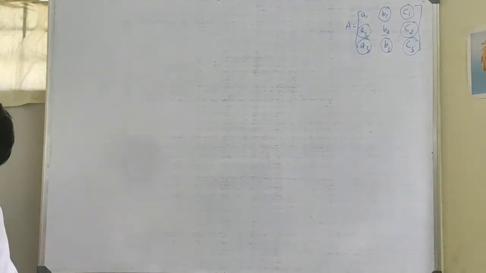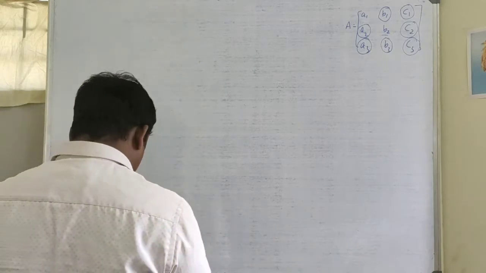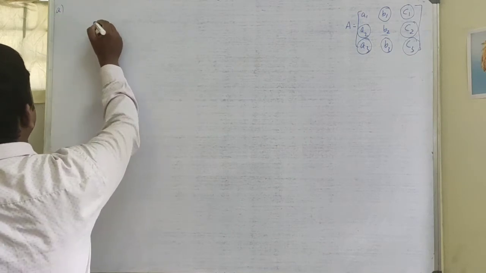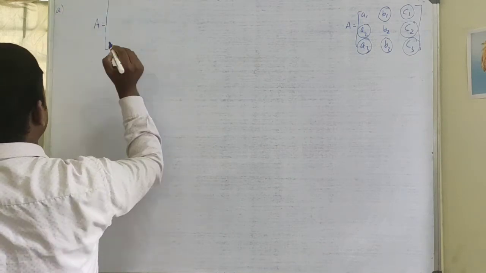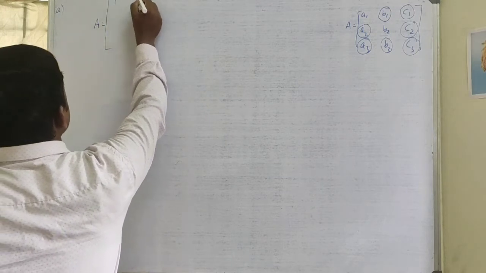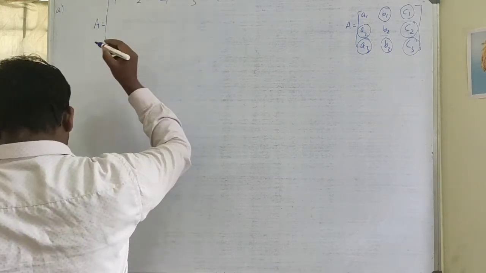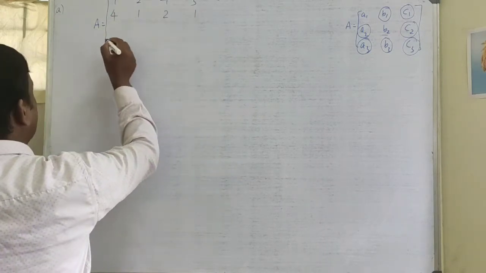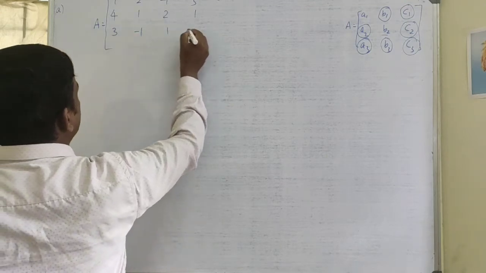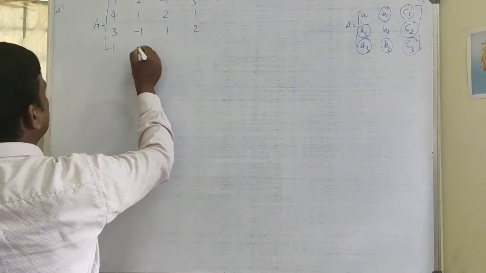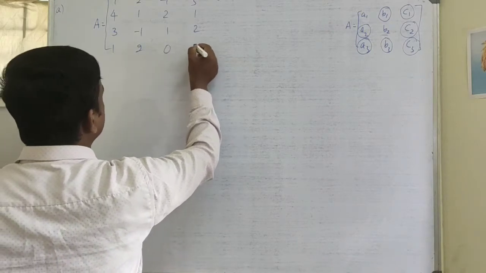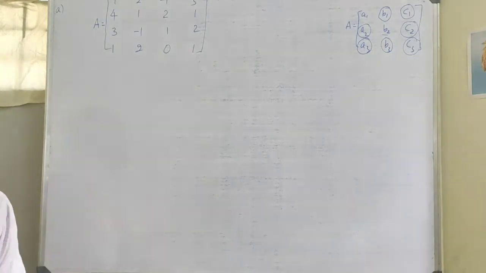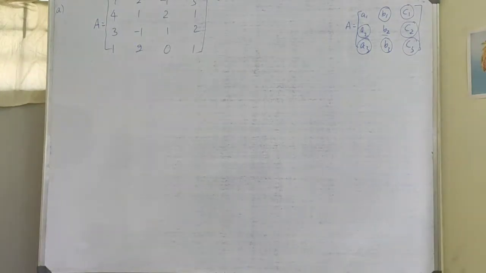Now let us take a problem. Find the rank of the matrix A equal to 1 2 minus 1 3, 4 1 2 1, 3 minus 1 1 2, 1 2 0 1, by reducing it to normal form. So the matrix is given, and we have to find its rank by reducing it to normal form.